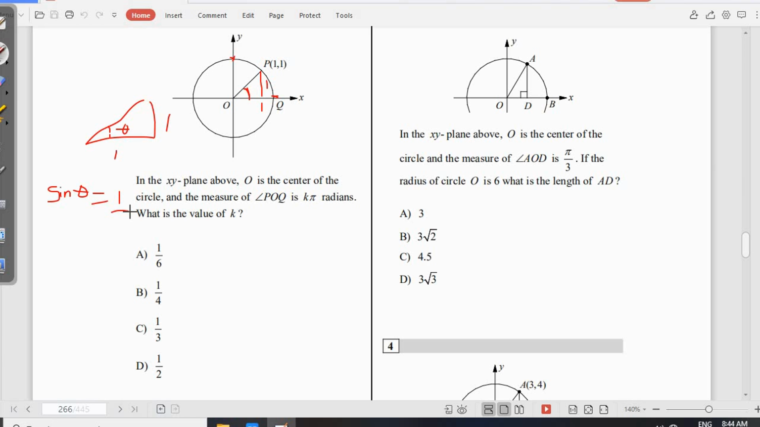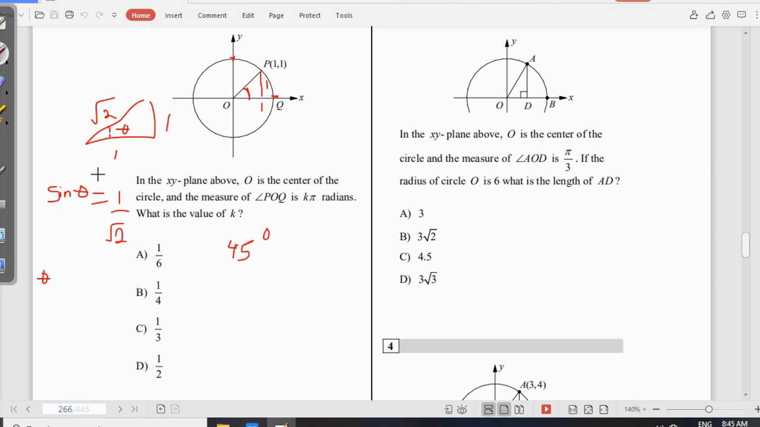How will we get the hypotenuse here? From the square root of 1 square plus 1 square. 1 square plus 1 square is 2, so it's root 2. So theta is equal to the inverse sine of 1 over root 2, so the angle there is 45 degrees.